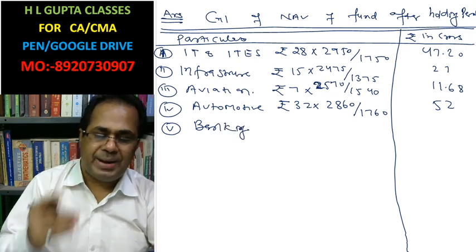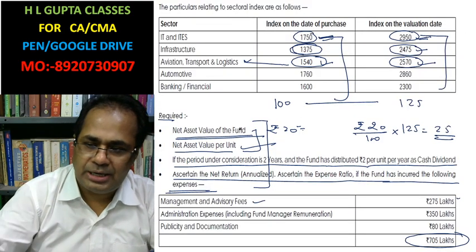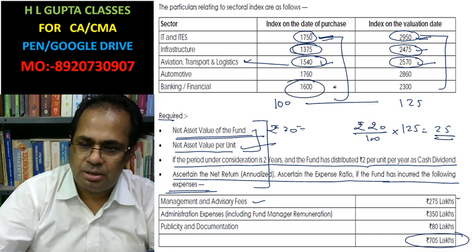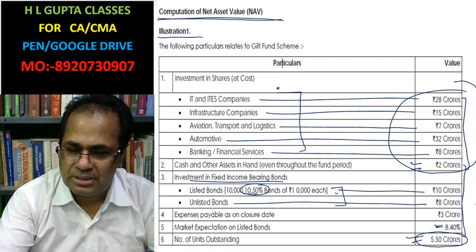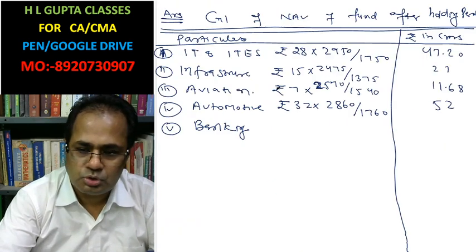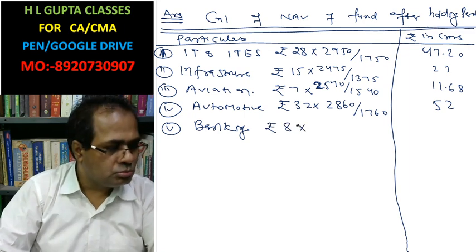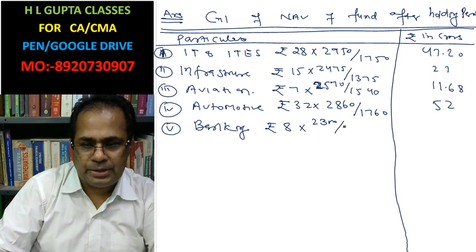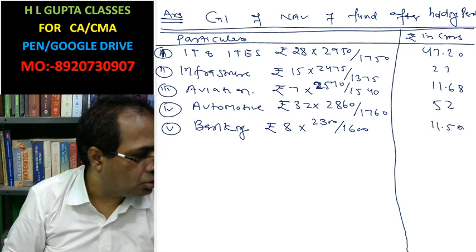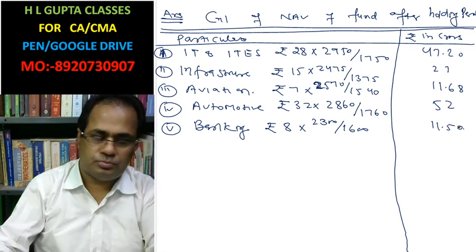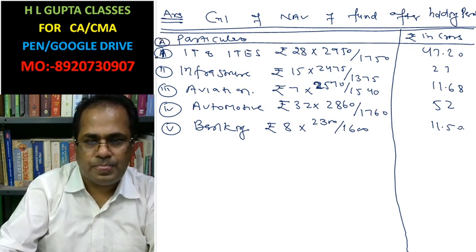Banking. So in banking, at the time of investment the index was 1600. Now it is 2300. Okay, what was the investment? 8 crore. Eight into 2300 divided by 1600. It is 11.50. Suppose this is part A.